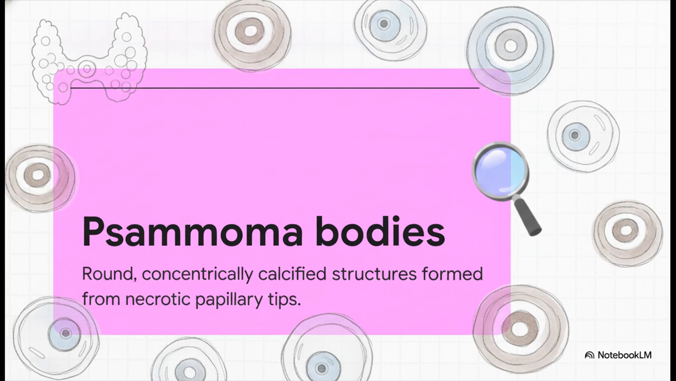Psammoma bodies are these round, concentrically calcified structures that actually form from necrotic papillary tips. Finding them is incredibly diagnostic for papillary thyroid carcinoma. I mean, you almost never see them in follicular or medullary variants. You also want to look for classic nuclear features like those optically clear Orphan Annie-eye nuclei and distinct longitudinal grooves. Seeing those pretty much locks in your diagnosis.